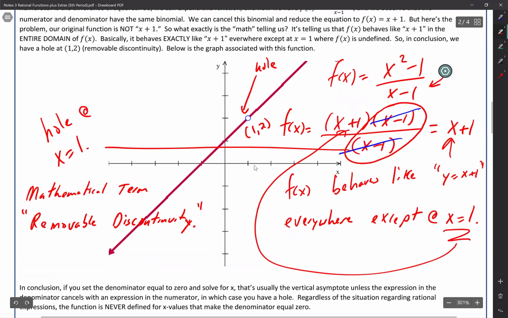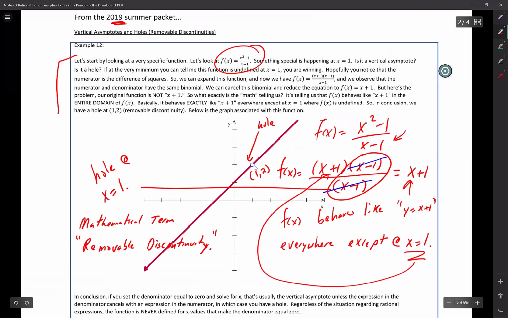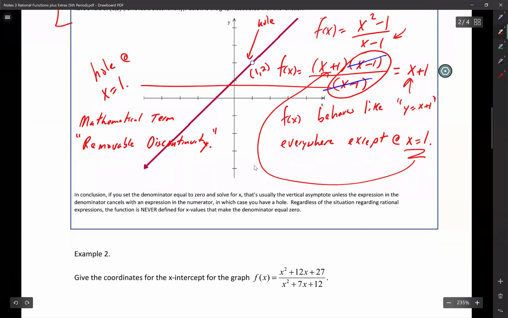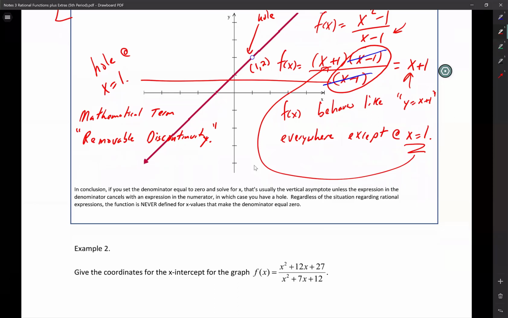So whenever you get a chance, guys, maybe you're the type that likes to read. Well, I hope that you like to read, guys. Anyways, read that whenever you get a chance, and hopefully it makes sense. Hopefully that explanation made sense. If you have a factor in the top and a factor on the bottom, and they cancel out, you have a hole wherever you get a 0 on that factor. And then your function behaves like x plus 1.